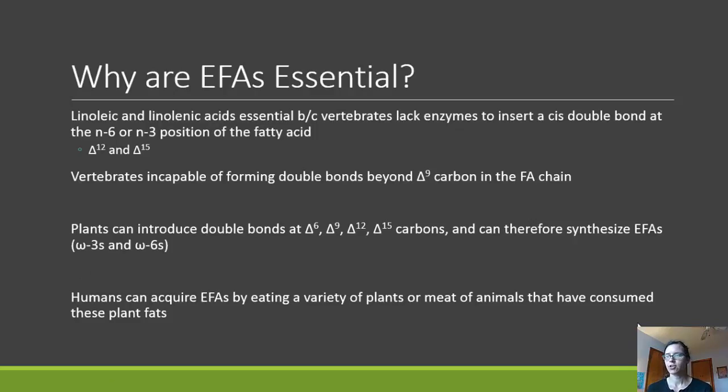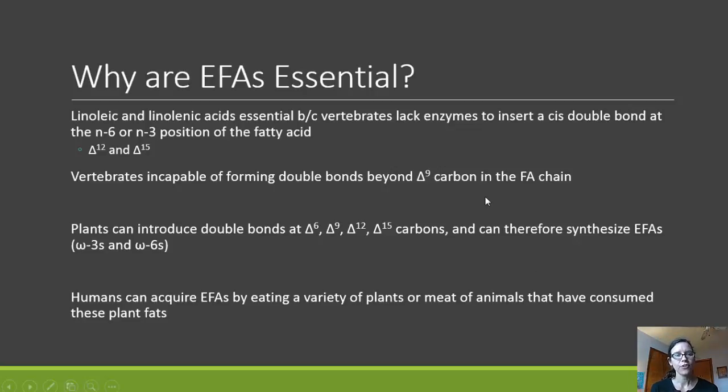So why are essential fatty acids essential? Well, these are essential in vertebrates because vertebrates lack the enzymes to insert a cis double bond at the omega-6 or omega-3 position of the fatty acid. So in other words, we need to have these essential fatty acids in our body for structure and signaling, but we can't make them because we don't have the enzymes to insert the cis double bond at the specific place where this essential fatty acid needs it to be inserted.